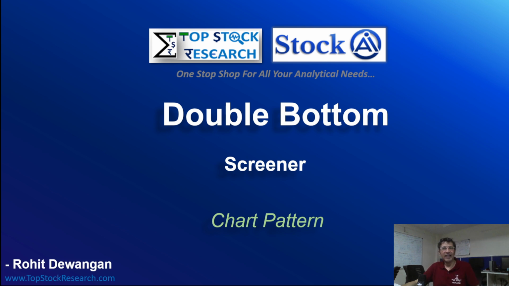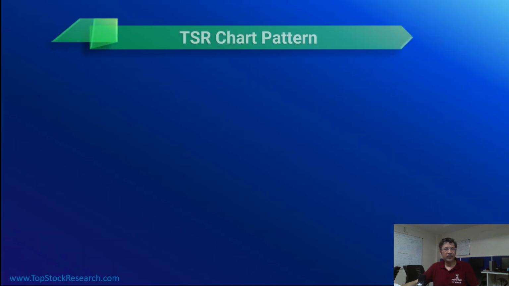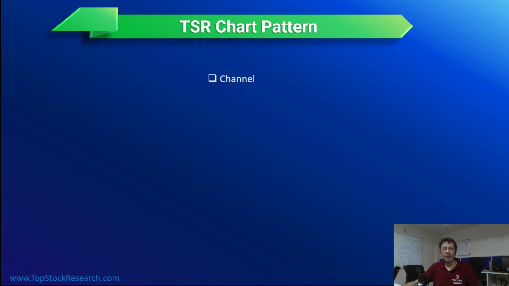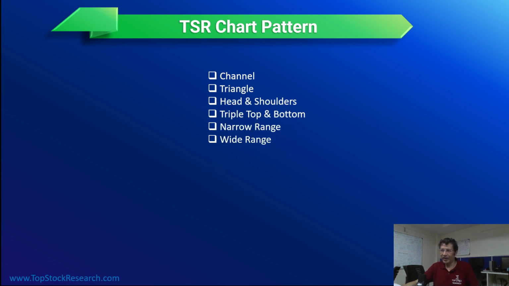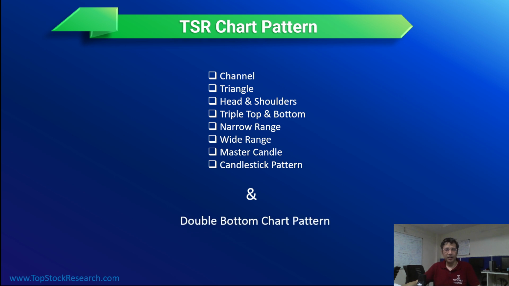It's part of our series that we are presenting on chart patterns. Today's turn is double bottom. As we have understood in the previous one, what is a pattern? A pattern is a typical structure which gets formed as a result of various different forces which move the market, and sometimes it is recognizable, like what double bottom is, and some of the other chart patterns that we have, like channel patterns, triangle, head and shoulder, triple top bottom, narrow range, wide range, master candle, a lot of other candlestick patterns, and obviously what we are covering today is the double bottom chart pattern, right?